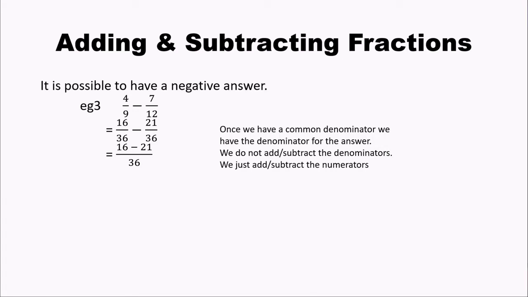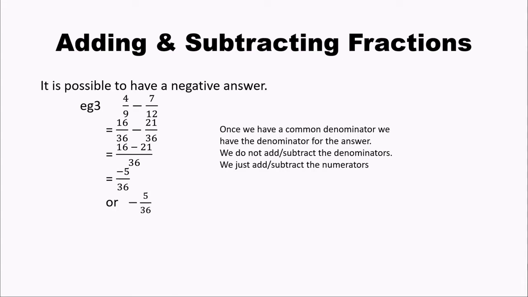Now 21 is bigger than 16, so our answer is going to be negative. To perform this calculation mentally, you may want to do 21 minus 16, but then remember, we already said the answer will be negative because we're taking a big number from a small number. 21 minus 16 is 5, so 16 minus 21 is negative 5. That's negative 5 over 36.